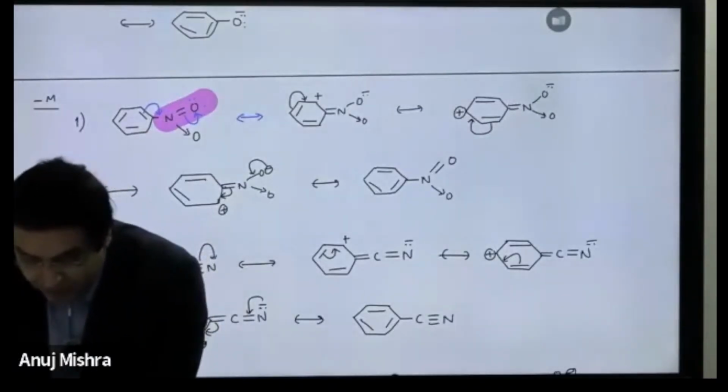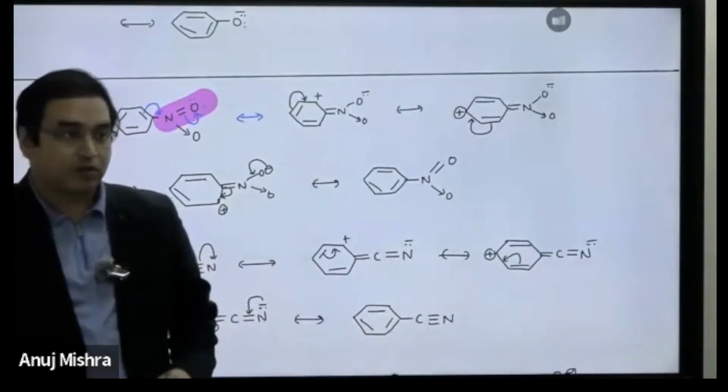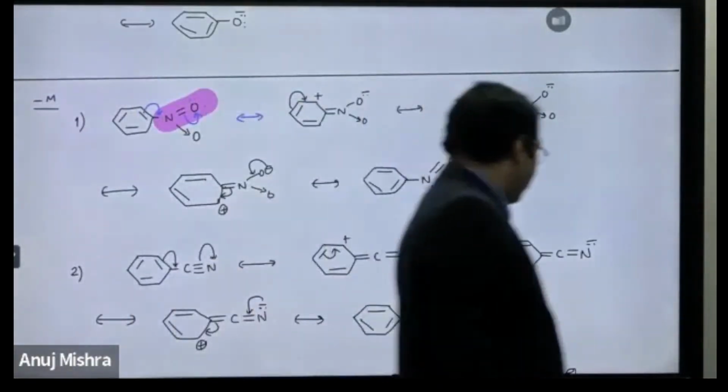Please draw the resonating structure of NO2. And remember, in all the cases, I'm drawing 5 resonating structures. Please complete it.